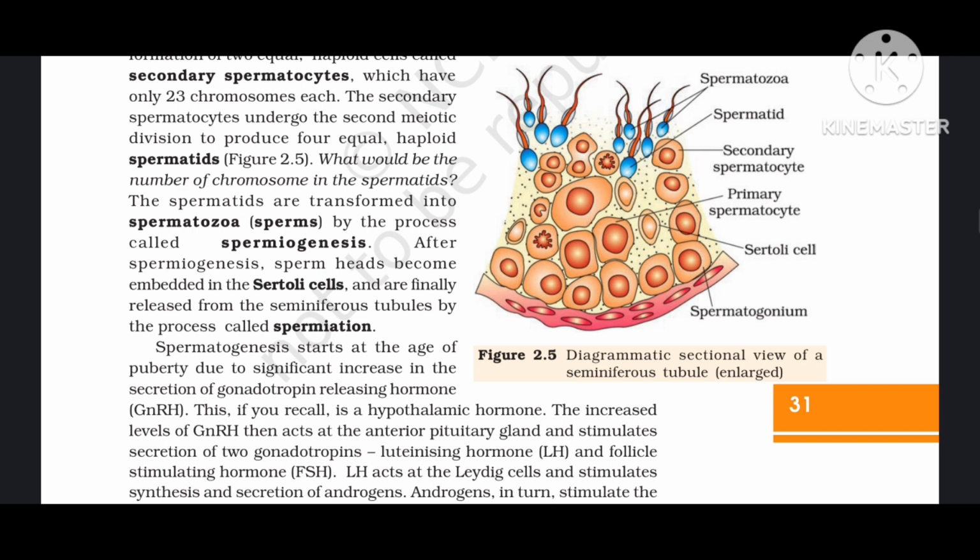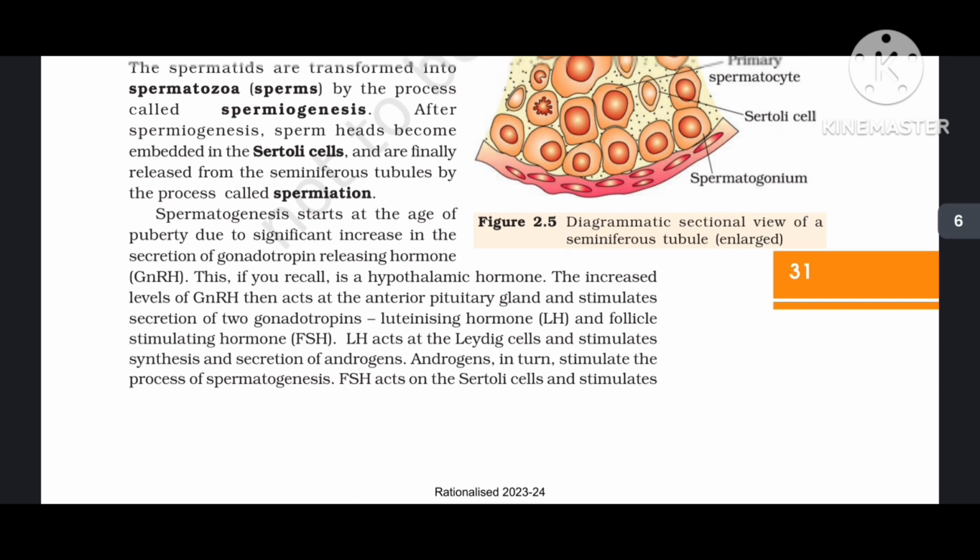FSH acts on the Sertoli cells and stimulates secretion of some factors which help in the process of spermiogenesis. Let us examine the structure of a sperm. It is a microscopic structure composed of a head, neck, a middle piece and a tail.